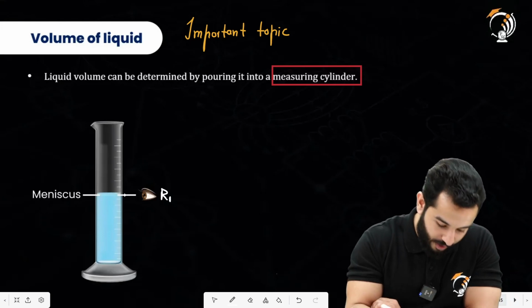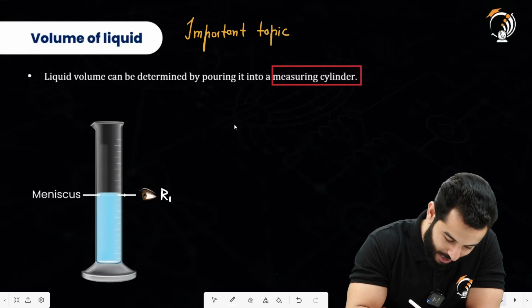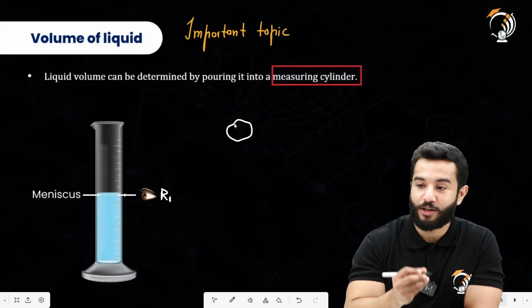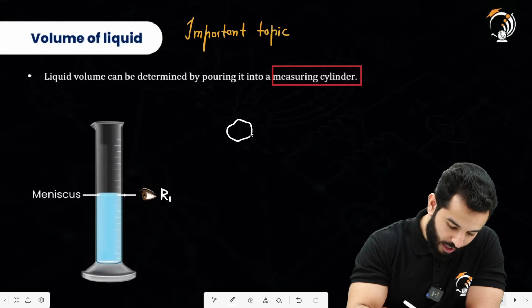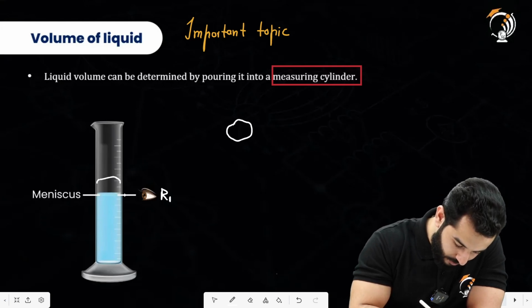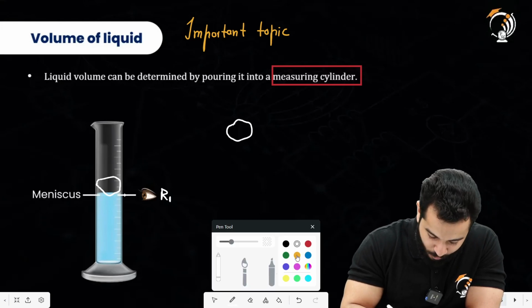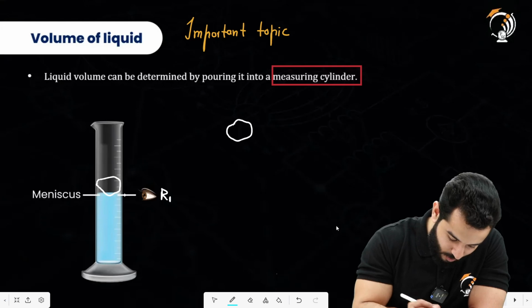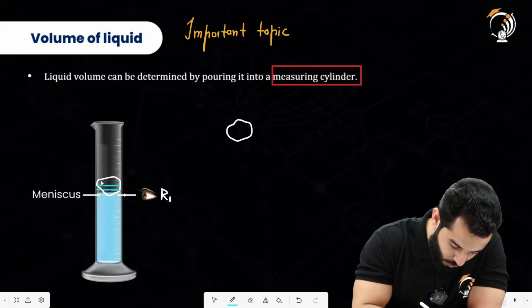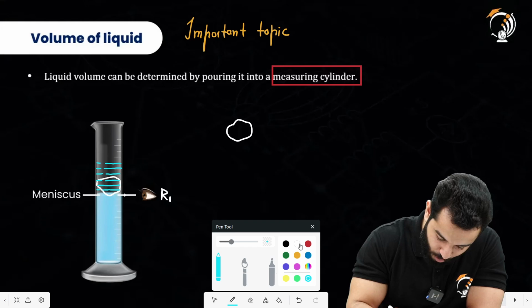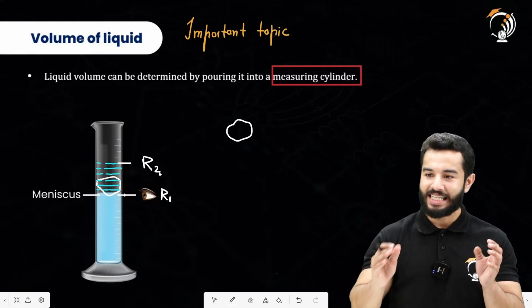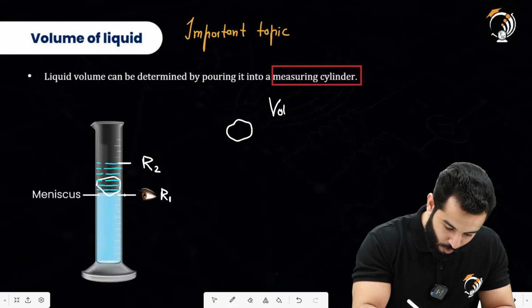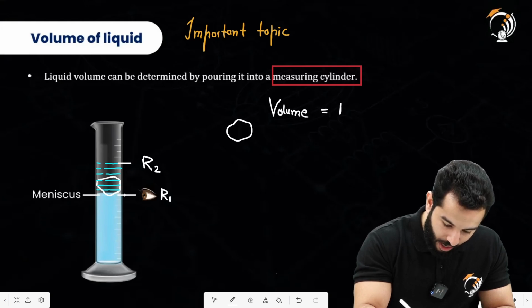Now suppose that we have got an irregularly shaped solid, and I'm going to draw one for you. This is an irregularly shaped solid, and we want to calculate the volume of this solid. So what we are going to do is drop this solid over here, and obviously we are going to notice one thing, that the volume of this water or any liquid kept in this is going to rise up, and let's say it has risen up to this level, and this is the reading R2. Now it's quite easy. The volume of the solid will be R2 minus R1.